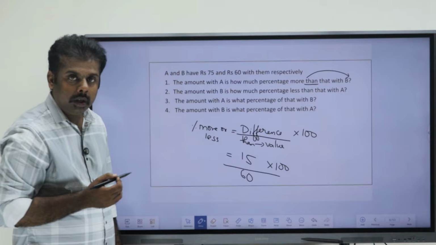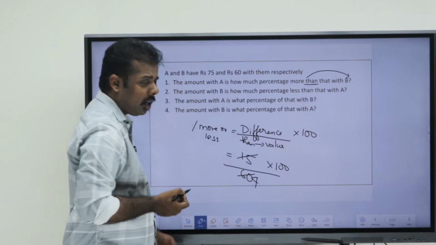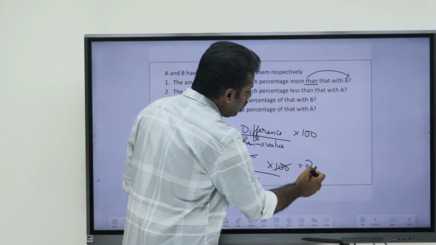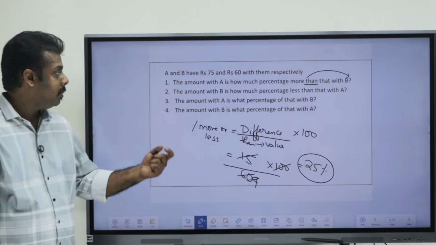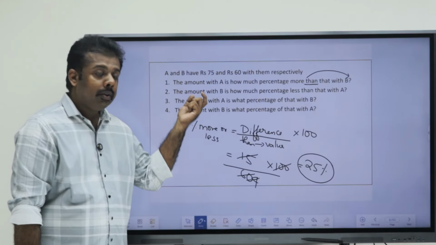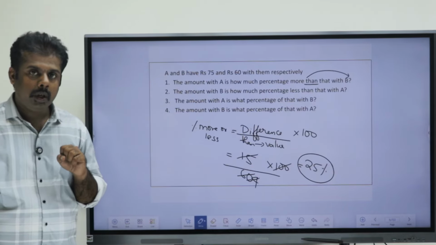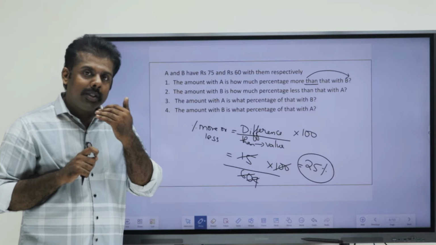Now, if you do it, 15 fours are going to give us 60, and 100 by 4 is going to give us what? 25. So if I got the answer as 25 percentage, what does this basically mean? That the value of A is 25 percentage more than that of B. Okay. So I hope that you got this important concept. Now, we are going to move to the second question.